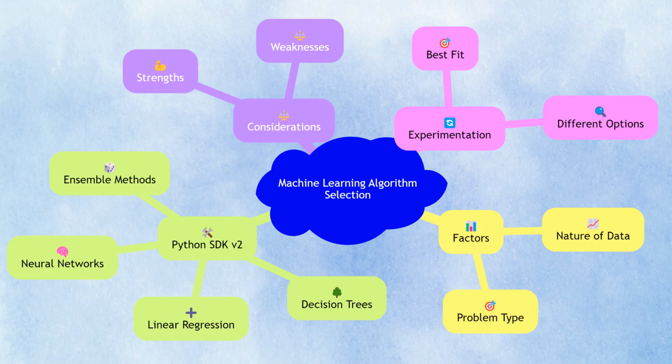Selecting the appropriate machine learning algorithm is a critical decision in the model training process. The choice of algorithm depends on the nature of your data and the problem you're trying to solve. Python SDK v2 supports a wide range of algorithms, from linear regression and decision trees to neural networks and ensemble methods. Each algorithm has its strengths and weaknesses, so it's important to experiment with different options to find the best fit for your specific use case.